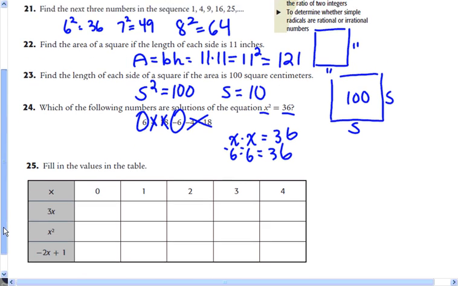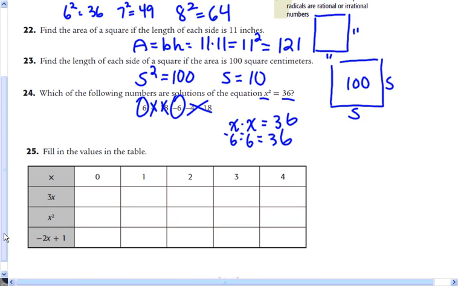Okay? So fill in the values in the table. In this first one, we're just multiplying 3 times the input value x. 3 times 0 is 0. 3 times 1 is 3. 3 times 2 is 6. And once you see a pattern, you should be able to continue that pattern. 9, 12. This one, we're going to do the number multiplied by itself. 0 times 0 is 0. 1 times 1 is 1. 2 times 2 is 4. 3 times 3 is 9. 4 times 4 is 16.